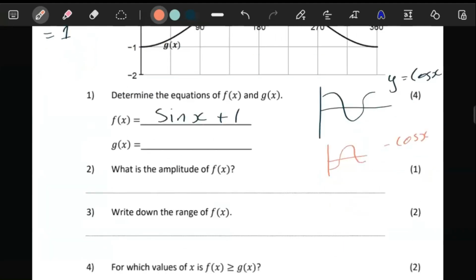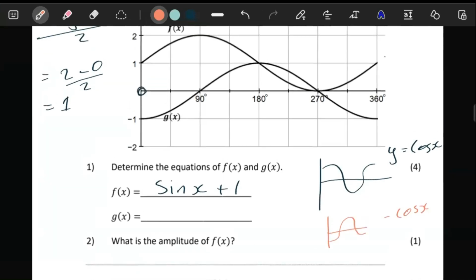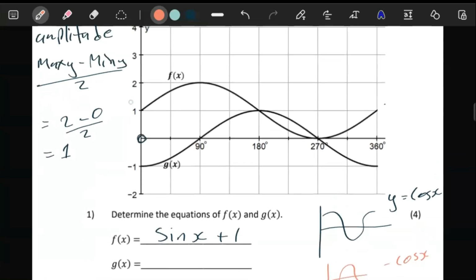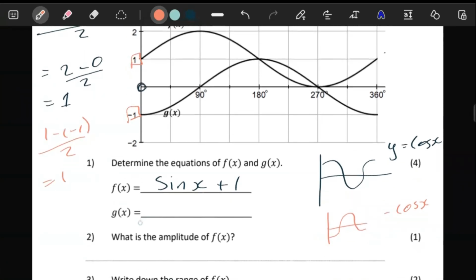It's weird how they're asking for the amplitude for f here when it's something we need to have already gotten up here. But anyways, for the graph of g, the amplitude is also going to be the maximum value minus the minimum, over 2. The amplitude for the graph of g is 1.